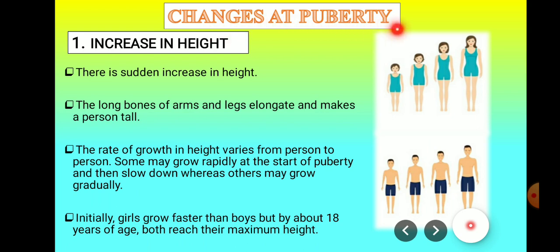Now changes at puberty. Increase in height. There is a sudden increase in height. The long bones of arms and legs elongate and make a person tall. The rate of growth varies from person to person. Some may grow very rapidly at the start of puberty and then slow down, whereas others may grow gradually. Initially, girls grow faster than boys, but by about the age of 18 years, both reach their maximum height.